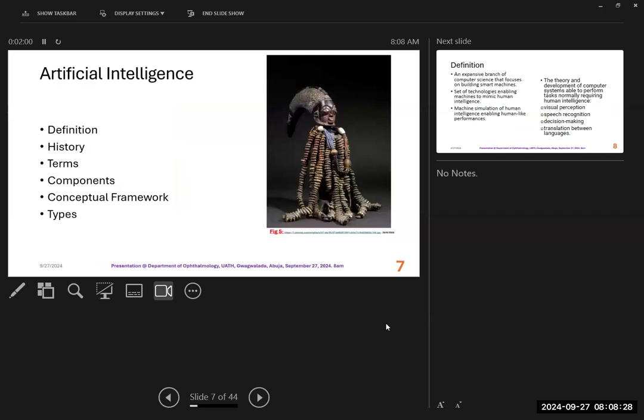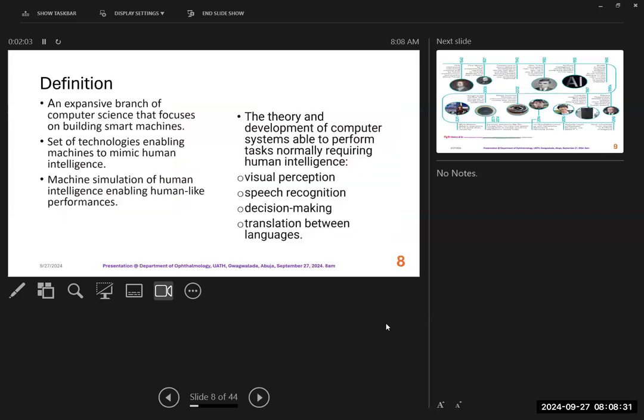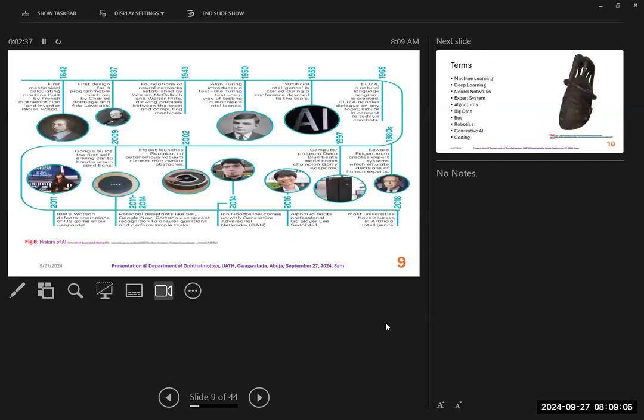Let's look at the definition of artificial intelligence. Artificial intelligence is advanced computing. It's a set of technologies enabling machines to mimic human intelligence, or machine simulation of human intelligence, enabling human-like performances. Then there are certain areas that AI focuses on, like visual perception, speech recognition, decision-making, and translation between languages.